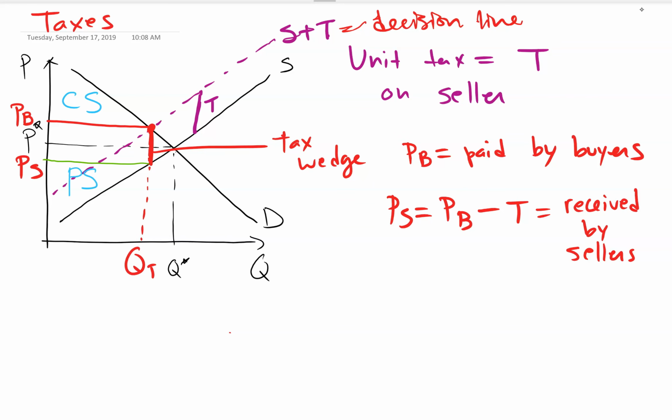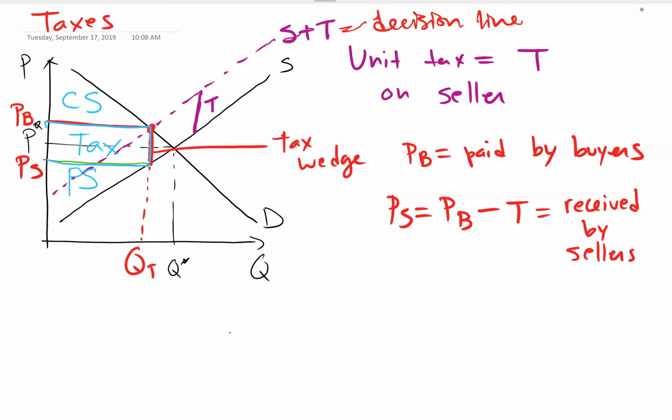And their costs, well, we don't consider the tax, just their own costs, are represented by the original supply line. So this is their producer surplus. And notice these are both a lot smaller than they would be before. And then this part in between is the tax. So the tax is here.